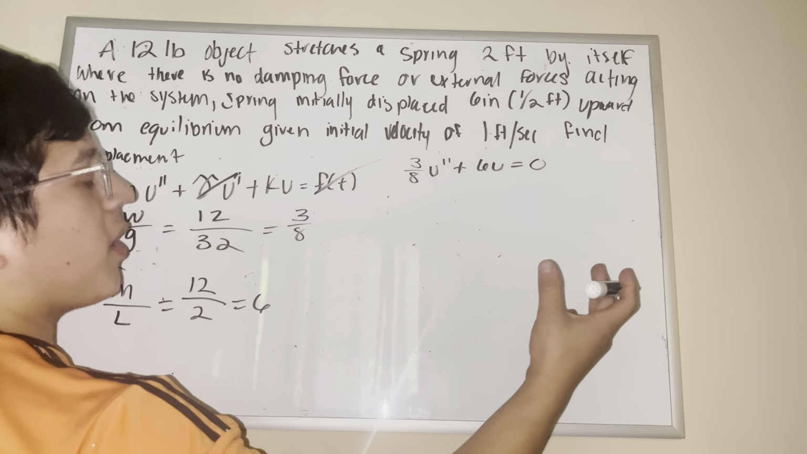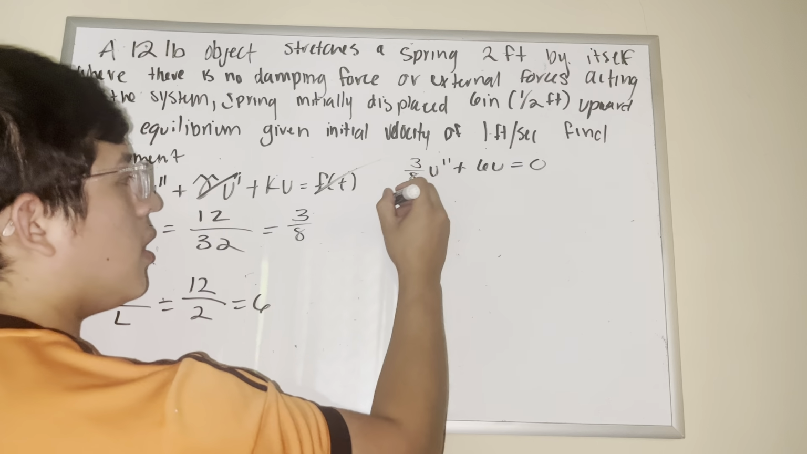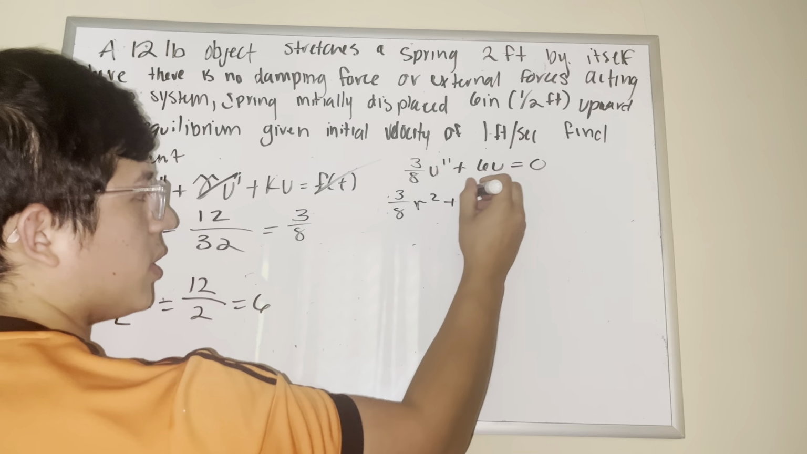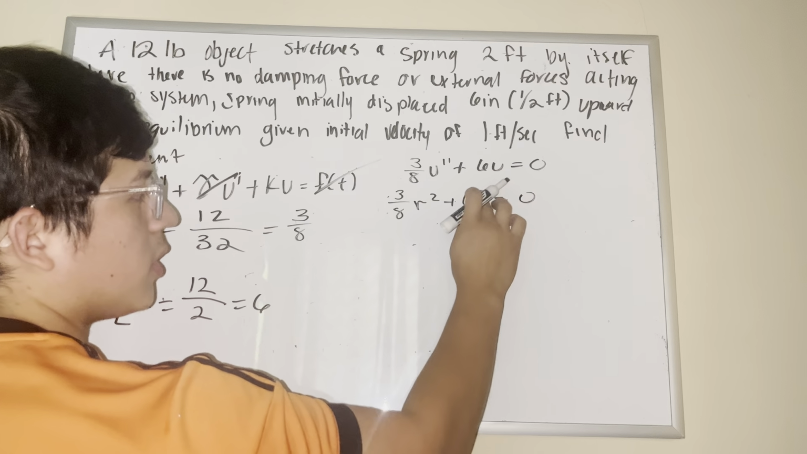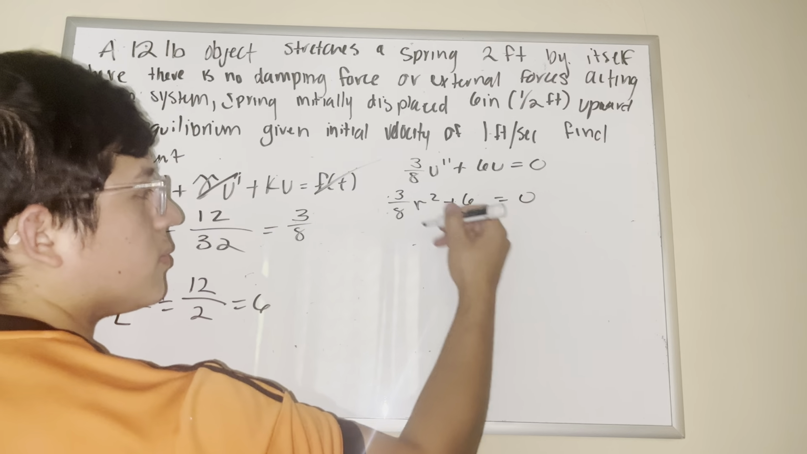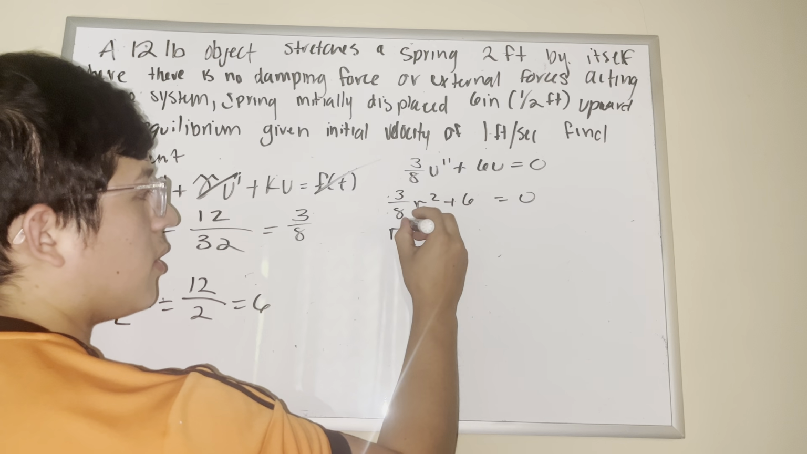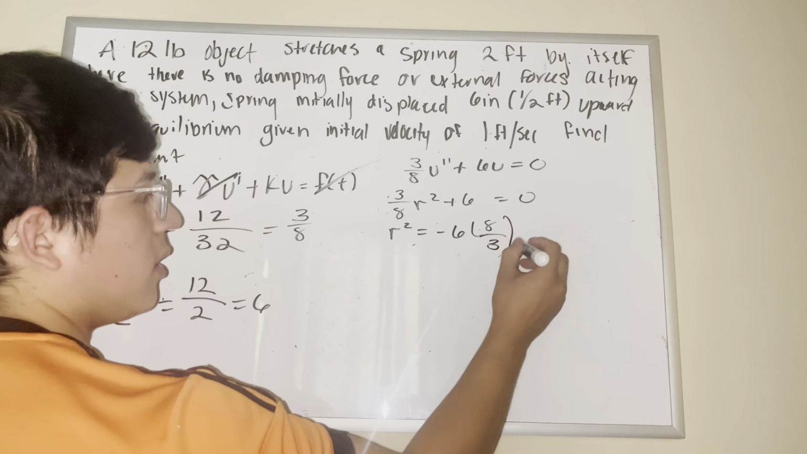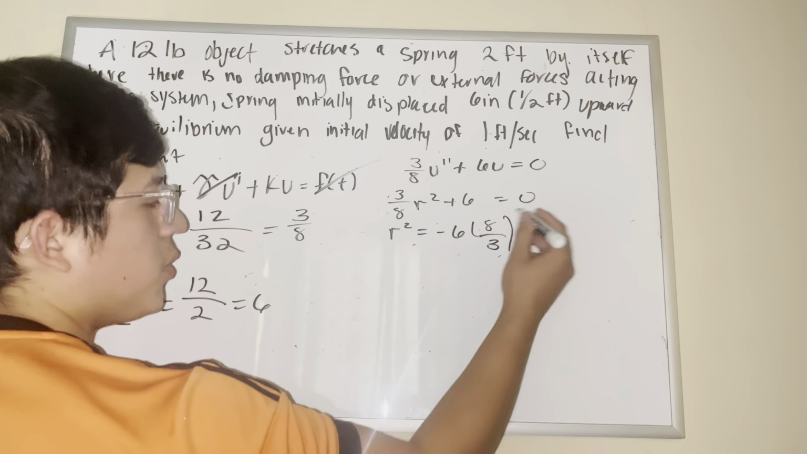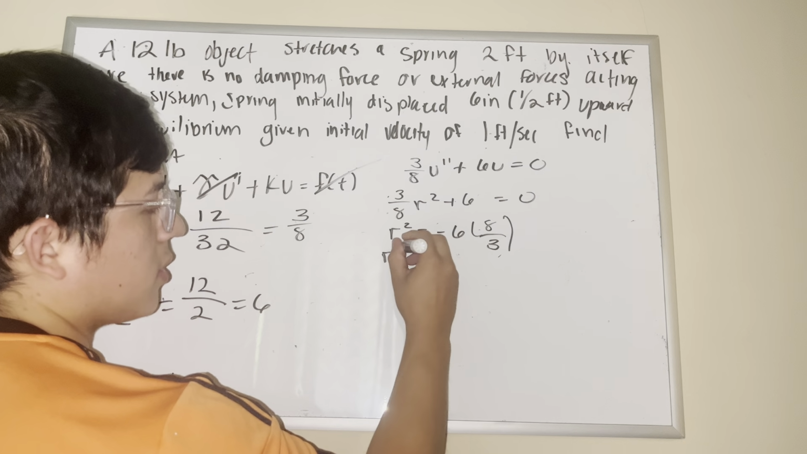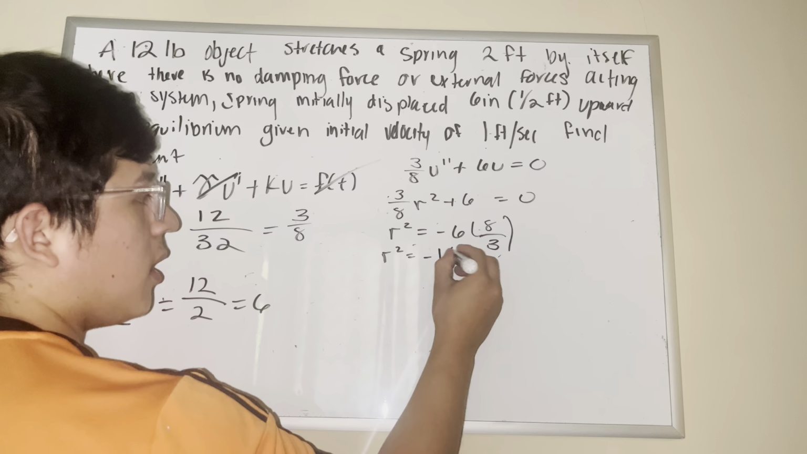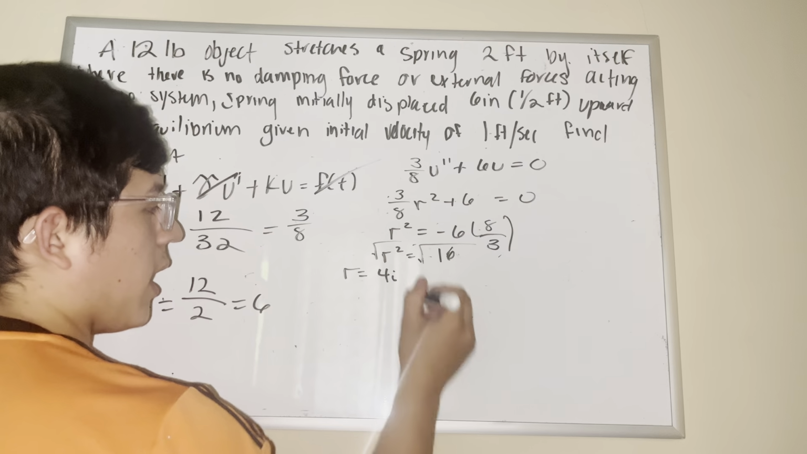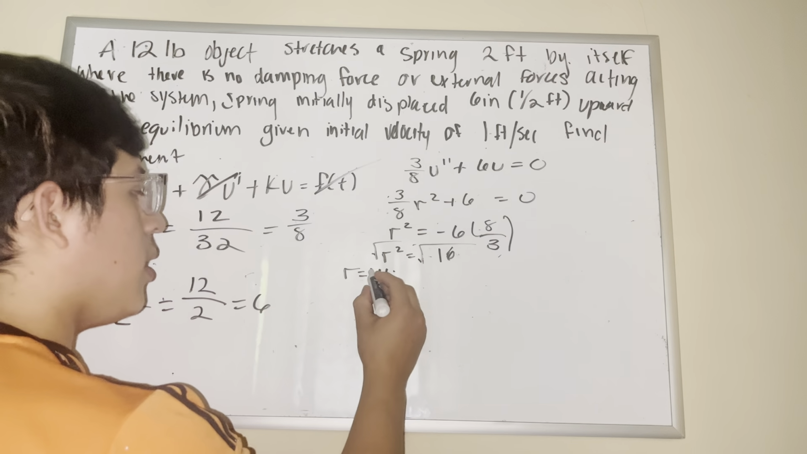So we take the complementary solution first. We get 3/8 r squared plus 6 is equal to 0, not 6r. So solving for r, we get r squared is equal to negative 6 times 8 over 3. That's negative 2 times 8, 16. So r squared is equal to negative 16. Take the square root of that, we get r is equal to plus or minus 4i.